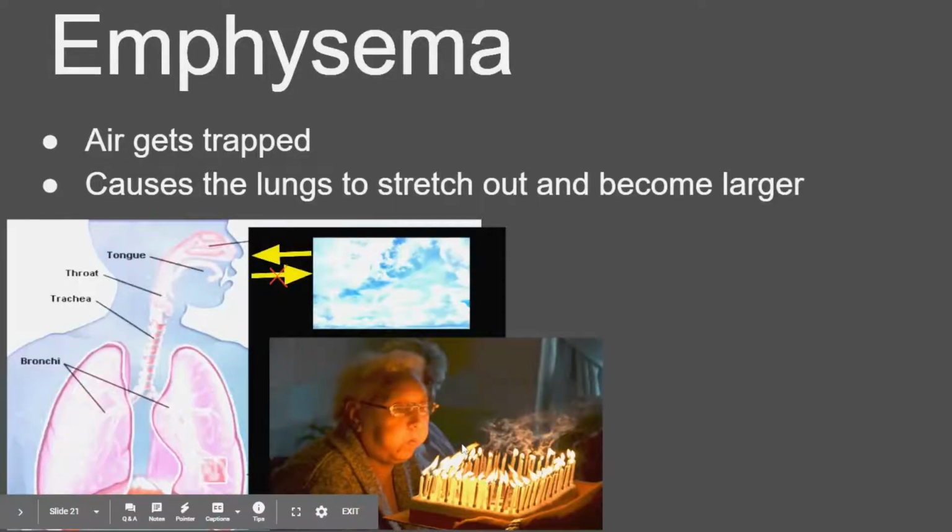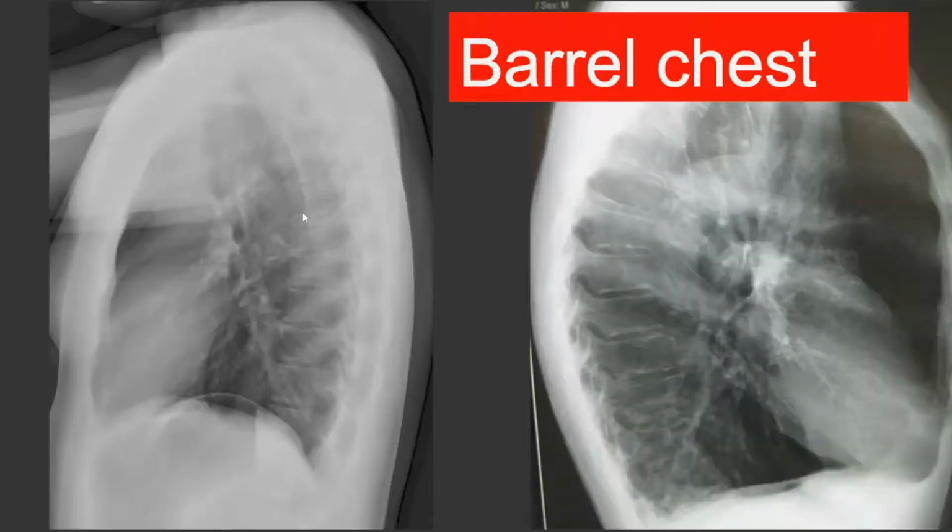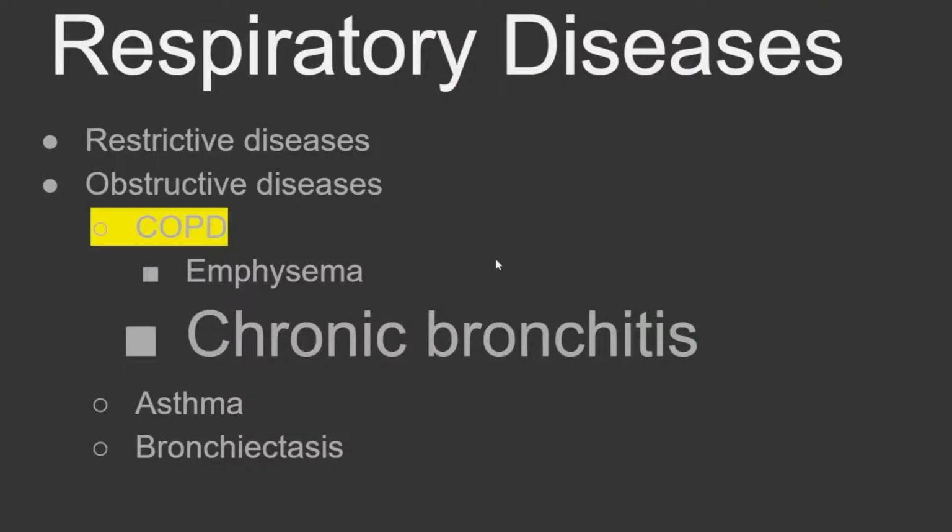Since the lungs have a tougher time squeezing back to their normal shape, they end up stretching and becoming larger. We can see on this X-ray, on the left side, a healthy person. On the right side, we see someone with emphysema. Someone who has emphysema can have something called barrel chest, where the length from back to front is increased.